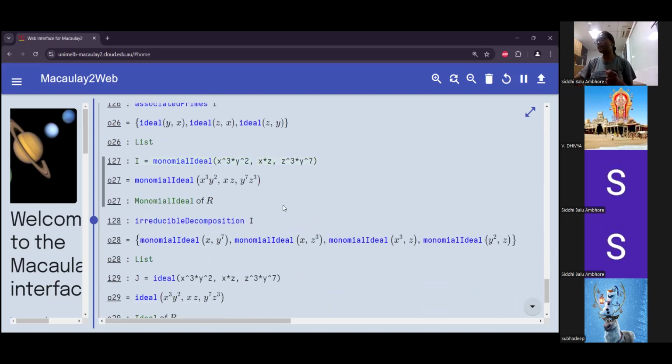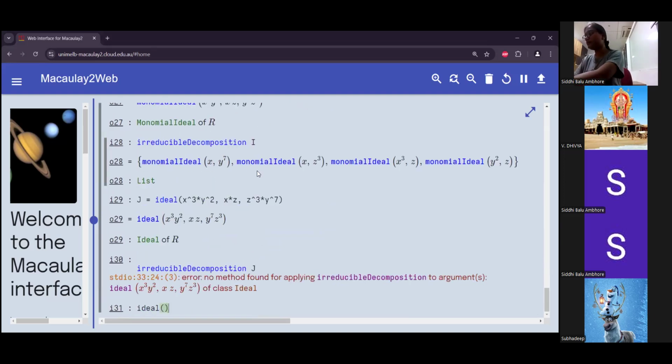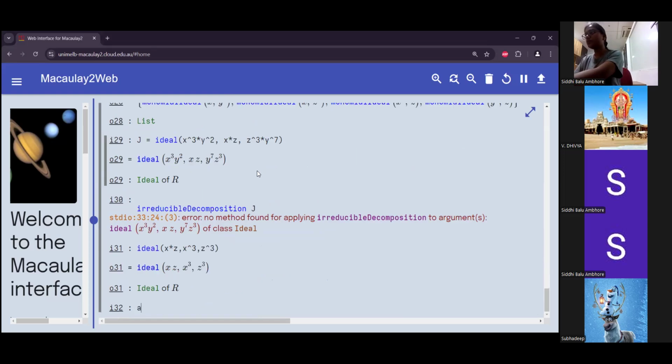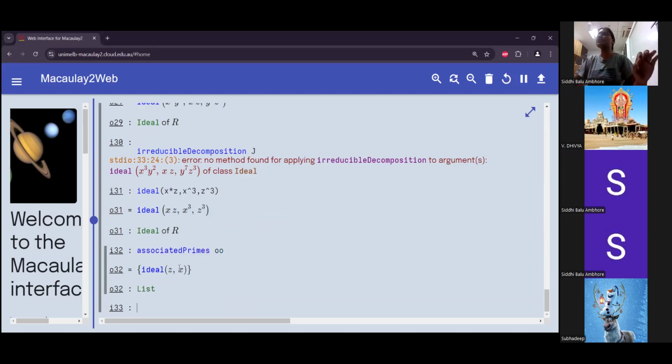For example, if I take this ideal (xz, x cube, z cube), it has only one associated prime, (x, z). Let me just write here: ideal (x*z, x cube, z cube) and associated primes of this, OO. OO means the output of the previous command in Macaulay 2. So I'm writing OO, which means it is taking ideal (xz, x cube, z cube) as its input. It contains only one associated prime.